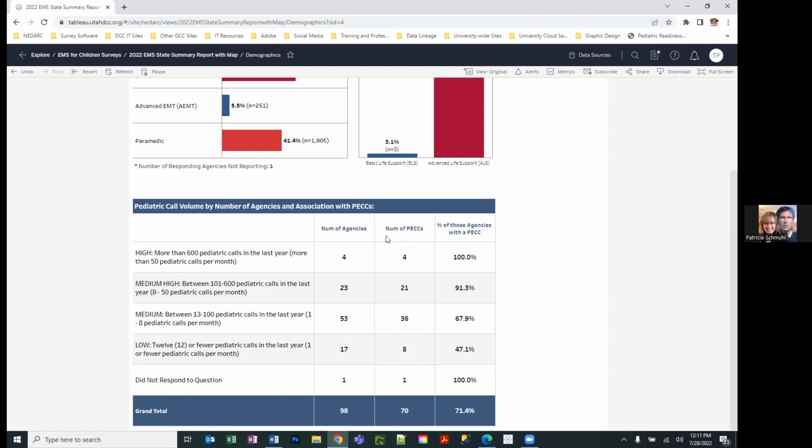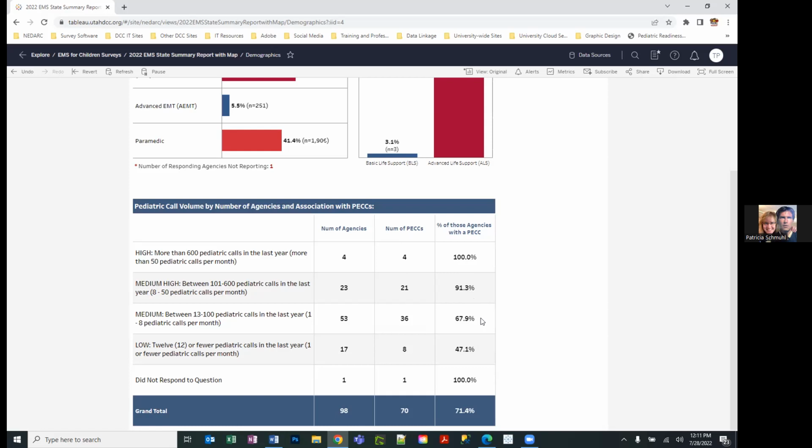So this time we added, of those agencies, how many have PECs, and what's the percent of agencies with PECs, so that you could see where to focus your PEC effort. So as you can see here, the high volume and the medium high have really great percentages of PECs. And then we start to go down in the medium and the low.